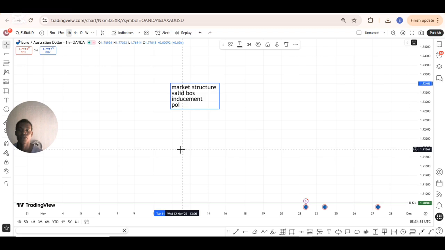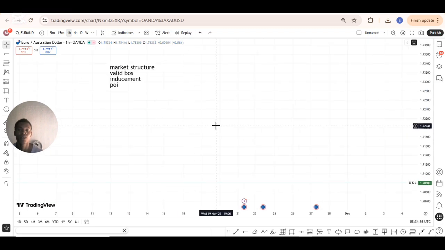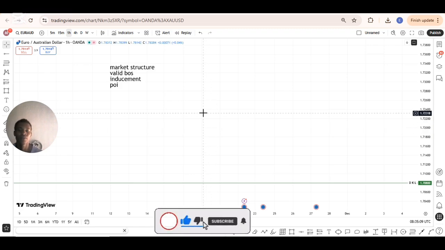Alright, so now when we talk about SMC, we talk about the smart money concept. Now the smart money concept is where the big banks operate, where the institutional traders, the hedge fund managers operate. So if you are a trader, you want to make sure you are trading where the big boys are trading. You don't want to be left out.